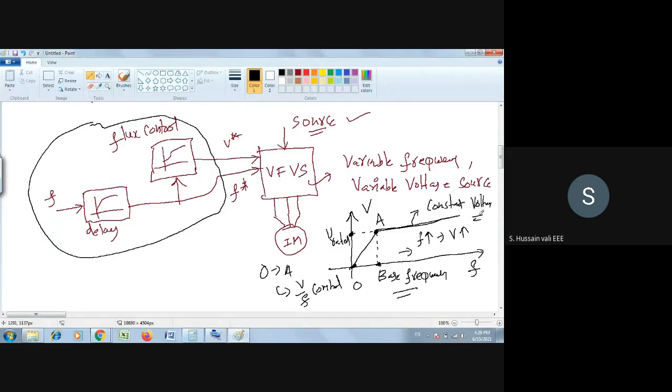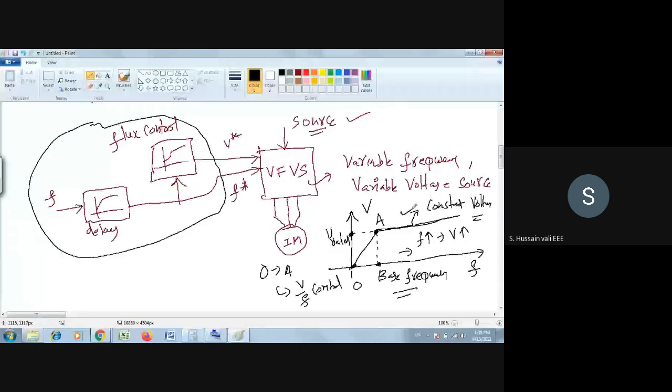This I have shown you just now, that while you decrease the frequency, you decrease the voltage also. But when you want to increase the frequency, if you increase the voltage, it goes beyond the rated value, so an insulation problem will occur. To avoid this, we are taking this method: 0 to A. Below base frequency it's proportional, but above the base frequency, you maintain the voltage constant, because otherwise an insulation problem will occur.